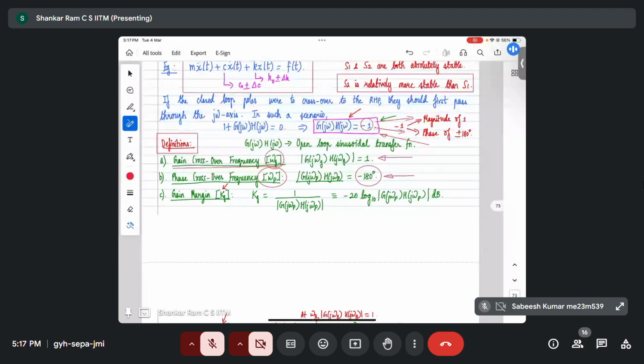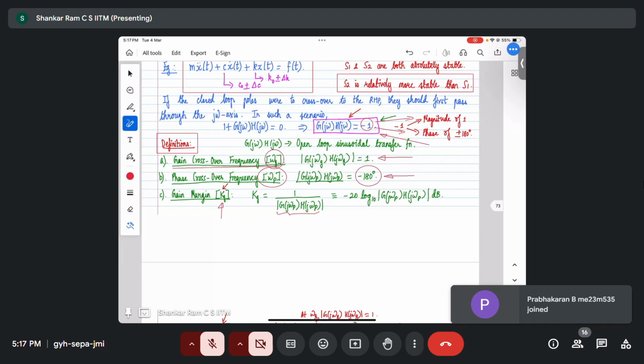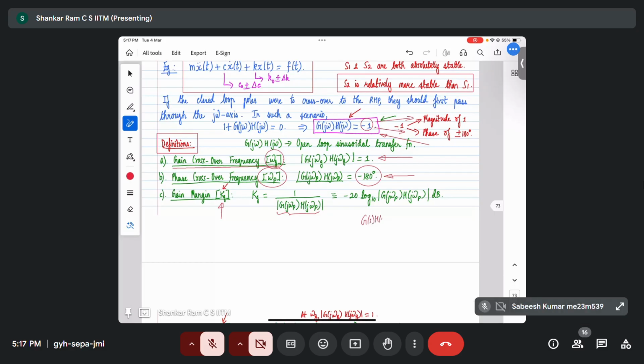Now having ascertained these two frequencies, if I calculate what is called the gain margin, which is the reciprocal of the magnitude of the open loop sinusoidal transfer function at the phase crossover frequency, I get the gain margin. Why is this gain margin important? Suppose I have the open loop transfer function. It needs to pass through the -1 point. So there are two ways I can evaluate it.